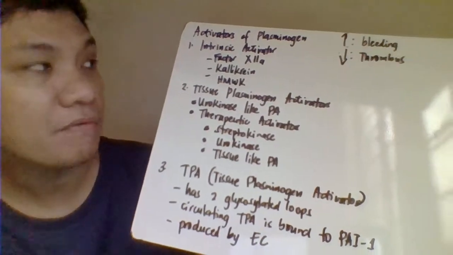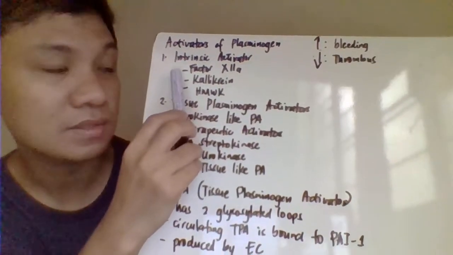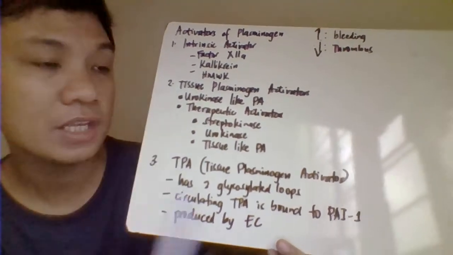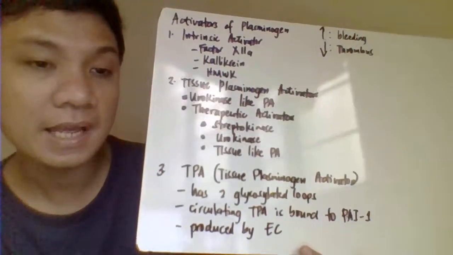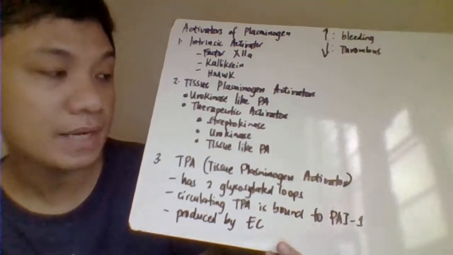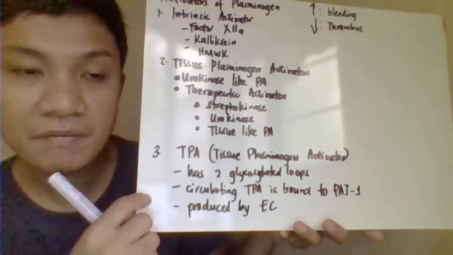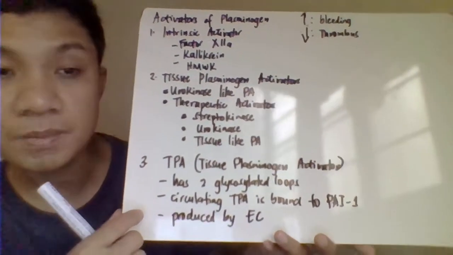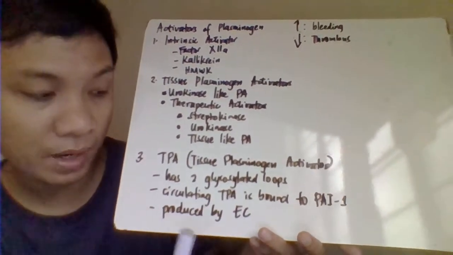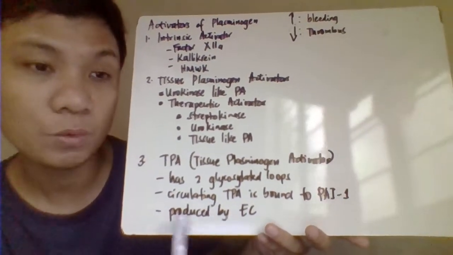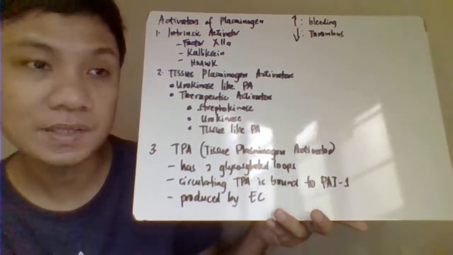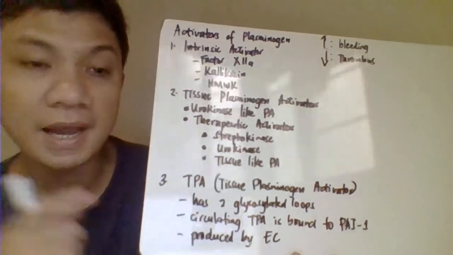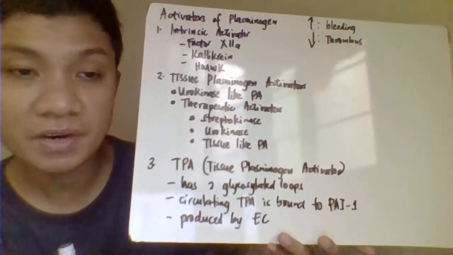So our activators here may be in the form of your contact factors, factor 12A, prekallikrein, high molecular weight kininogen. And you could also have your tissue plasminogen activators, your kinase, your TPA. Also, we have your streptokinase. So we have here the main activators. So first, we have the TPA or your tissue plasminogen activator. Your tissue plasminogen activator is basically produced here by our endothelial cell, and that one would have two glycosylated loops. So, ang glycosylated loops nito, again, would tend to bind with your plasminogen para ma-activate ang ating plasminogen para ma-convert siya into your plasmin.